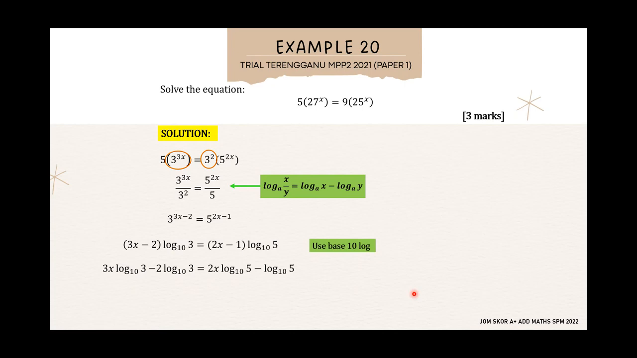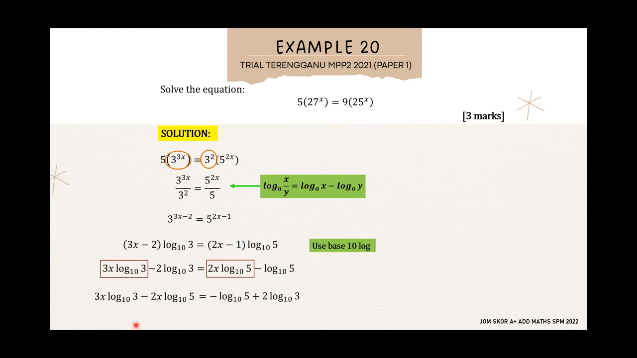Okay. Right, sekarang teacher akan kumpulkan sebutan yang melibatkan x. Okay, pada sebelah kiri, on my left hand side. Sebutan yang ada x di sebelah kiri, so teacher akan dapat 3x log 3 base 10 minus 2x log 5 base 10. Okay. And sebutan yang tidak ada x, not in terms of x, on my right hand side. I have negative log 5 base 10 plus 2 log 3 base 10. Okay, kita dapatkan nilai x kan? Kita nak solve, meaning kita nak cari nilai x.